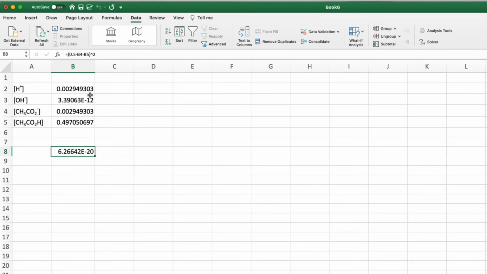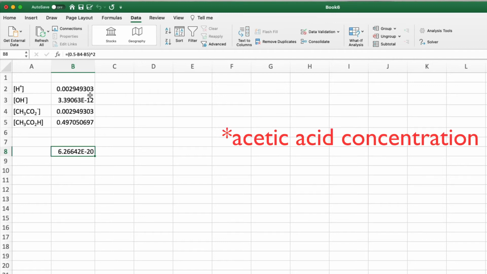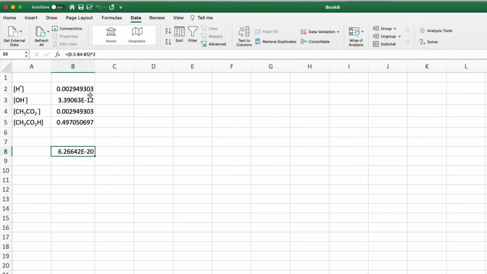Our OH minus concentration previously was 3.4 times 10 to the minus 12th. You can see that's pretty close to what it was. Again, our acetate concentration is exactly equal to our H plus concentration. And our acetate concentration, we previously calculated 0.497, and that's more or less what it is here. So you can see that our approximations worked out pretty well, but this gives us slightly more precise answers.